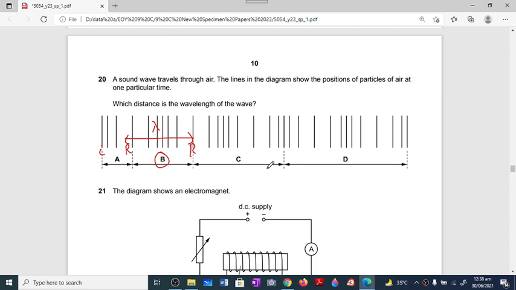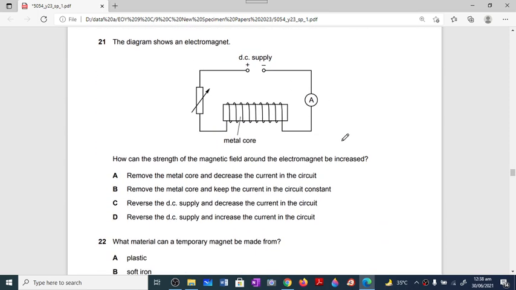So question number 21: the electromagnet shown in the diagram, how can the strength of the magnetic field be increased? In order to increase the magnetic field, increase the number of turns in the coil, increase the power supply, or decrease the resistance so that the current will be more. Remove the metal core and decrease the current? No. Remove the metal core and keep the current constant? No.